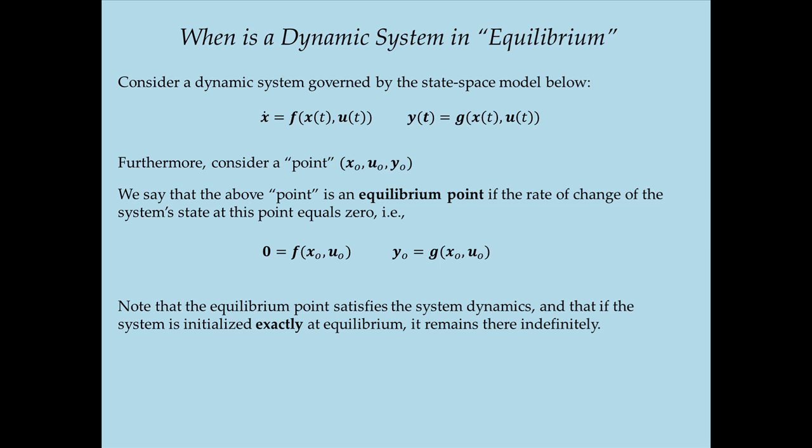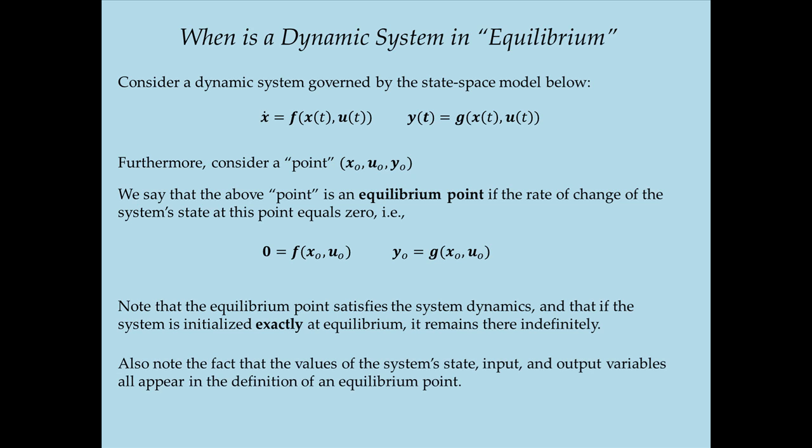The second thing I want you to notice once again is the fact that the values of the system states, inputs, and output variables all appear in the definition of an equilibrium point. So even though I'm calling it a point, it's not a point just in the state space or in the input space. It's a point in the state, input, and output spaces, and that's my definition of an equilibrium.